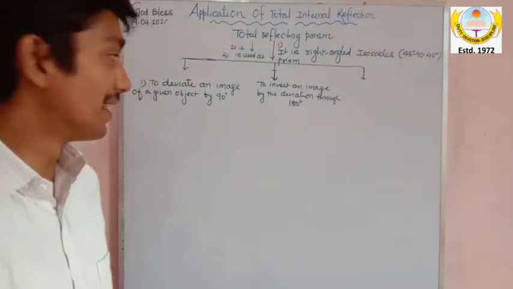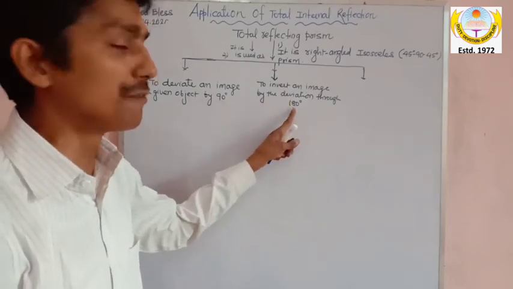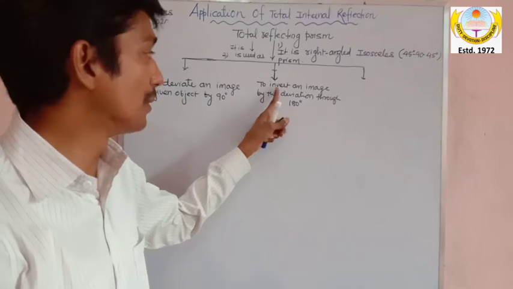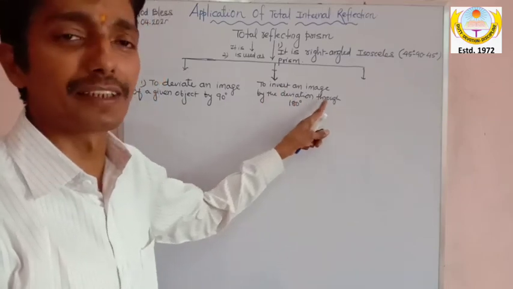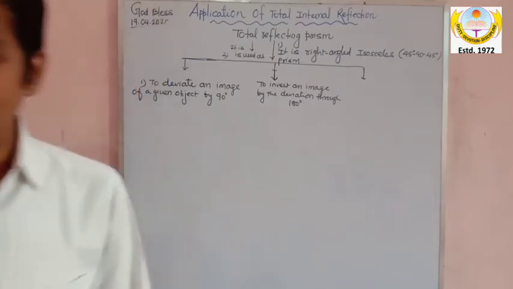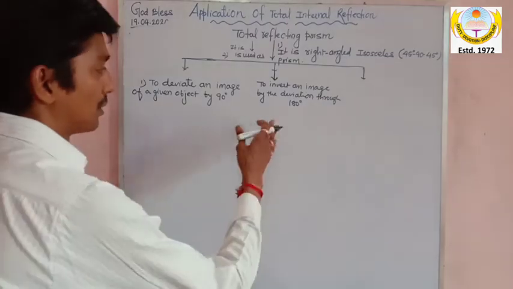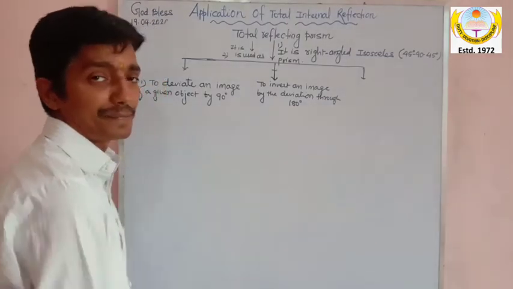See, here there is a deviation of 90 degrees. Here there is a deviation of 180 degrees. So, to invert an image by deviation through 180 degrees. I hope it is clear, my dear. So first, it is used to deviate an image through 90 degrees, and second, to invert an image by the deviation through 180 degrees.